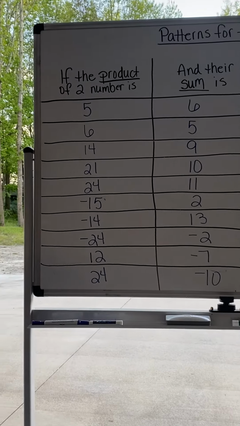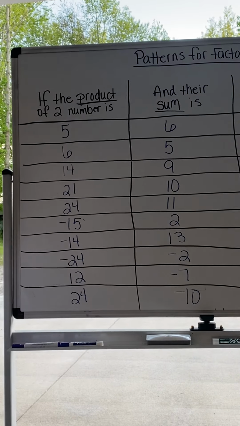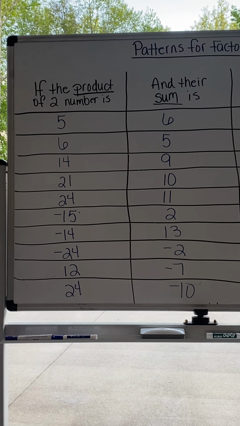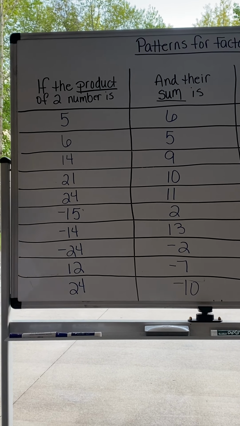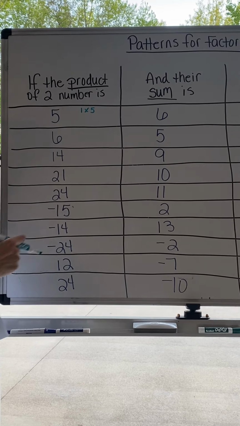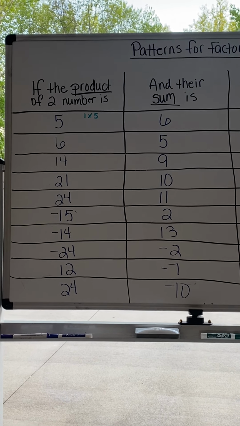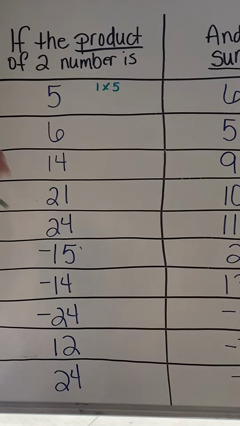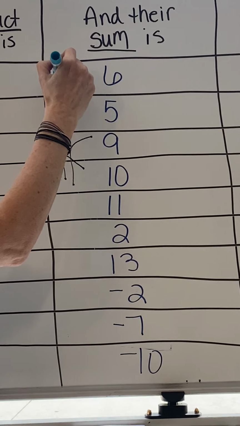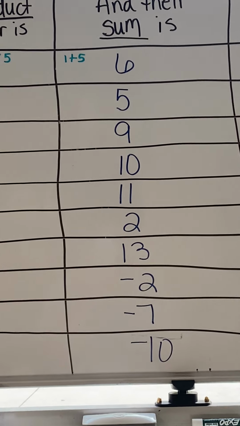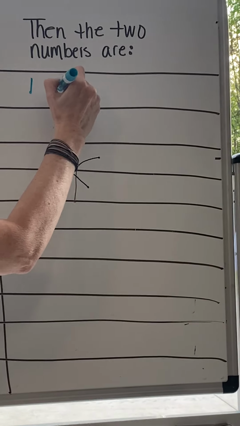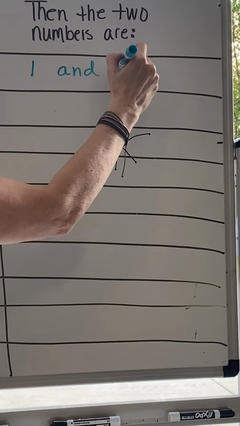So for the first one, it says if the product of two numbers is 5. So you need to think of what two numbers do you multiply together to get positive 5. And that's really just 1 times 5. 1 times 5 is the only thing that gives you 5 multiplying wise. So then you need to see, okay, does 1 plus 5 give you 6? And it does. So the answer to the two numbers are 1 and 5.